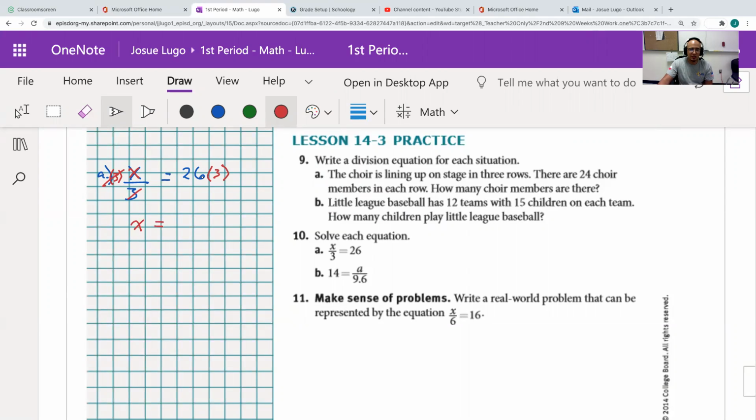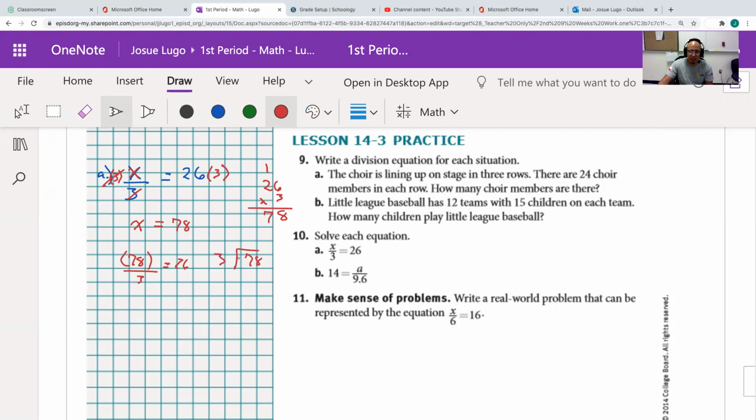And then 26 times 3, I'm going to work that off right here. 26 times 3. 3 times 6 is 18. 3 times 2 is 6, plus 1 is 7. Therefore, my answer is 78. X is 78. All right. If we check it, we could do 78 instead of the x, divided by 3, and see if that's equal to 26. So let's do 78 divided by 3.